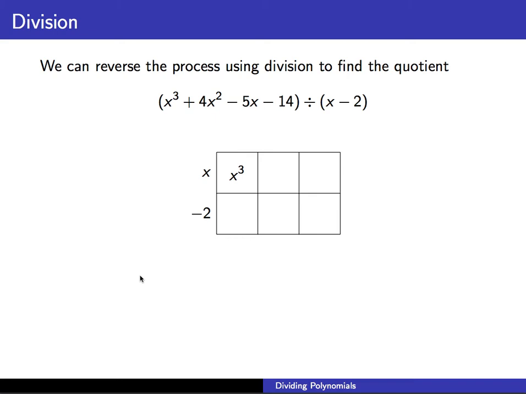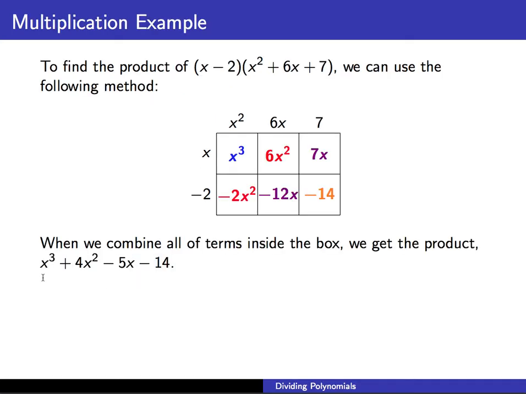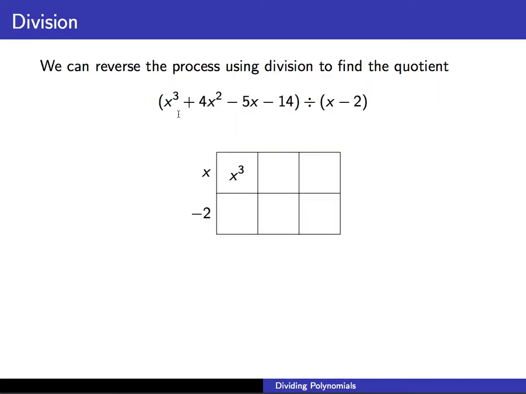And so what we're going to do is reverse the process. We're going to start with this answer, and we'll divide it by, let's say, x minus 2, and we'll get this result of x squared plus 6x plus 7. So we're going to fill in the row above the first row inside the grid. So x cubed plus 4x squared minus 5x minus 14, if we divide it by x minus 2, we'll start with the x minus 2 outside, and we'll put x cubed in the upper left corner of the grid.